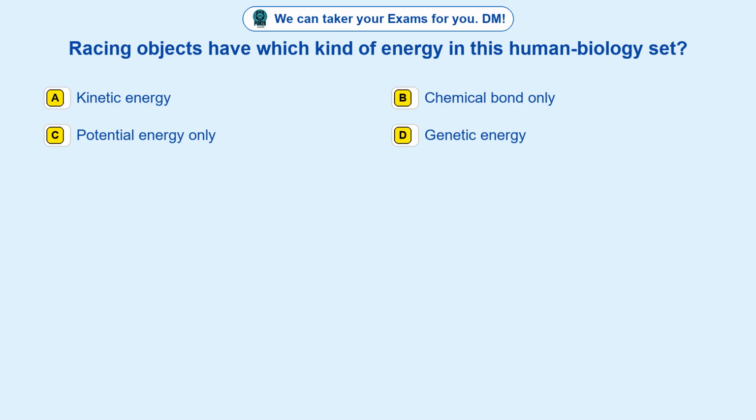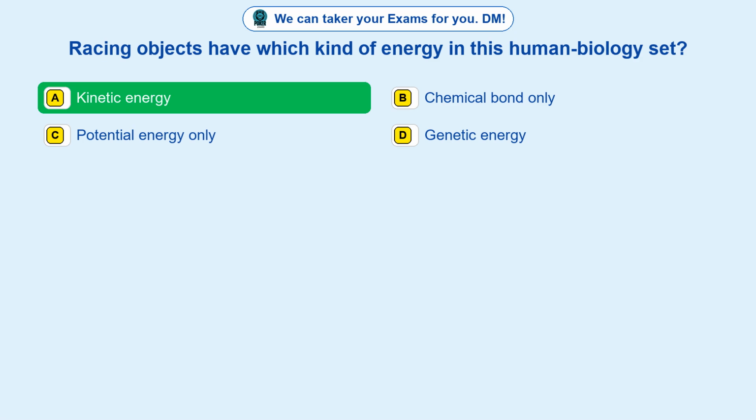Question 60. Racing objects have which kind of energy in this human biology set? Option A, kinetic energy. Option B, chemical bond only. Option C, potential energy only. Option D, genetic energy. The correct answer is option A, kinetic energy.